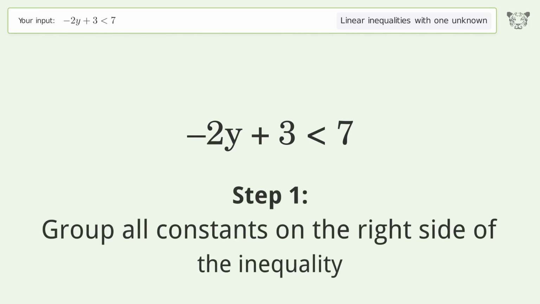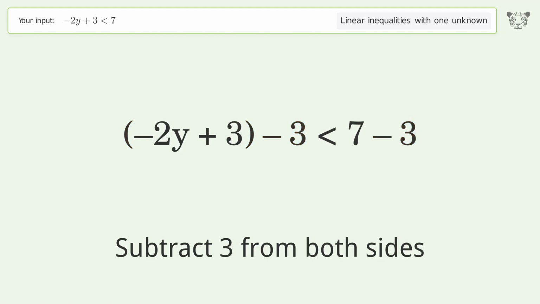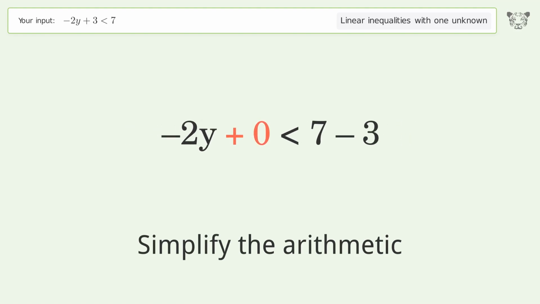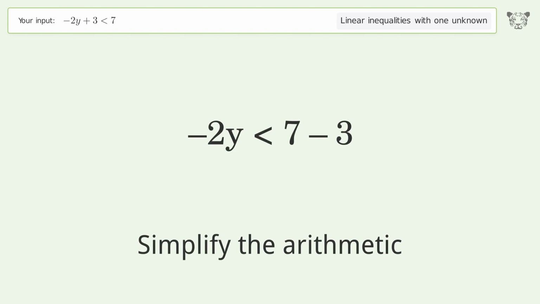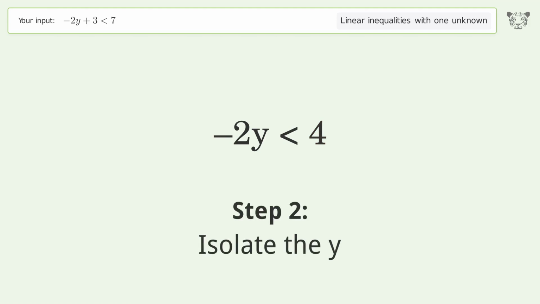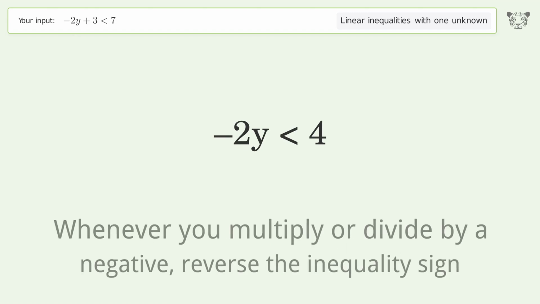Group all constants on the right side of the inequality. Subtract 3 from both sides. Simplify the arithmetic. Isolate the y. Divide both sides by -2. Whenever you multiply or divide by a negative, reverse the inequality sign.